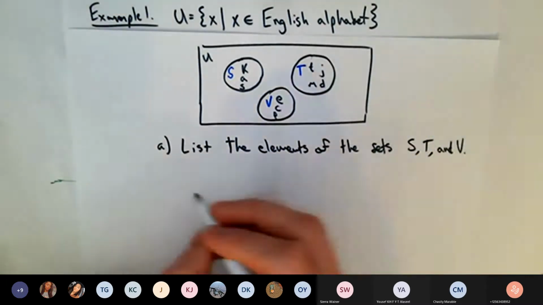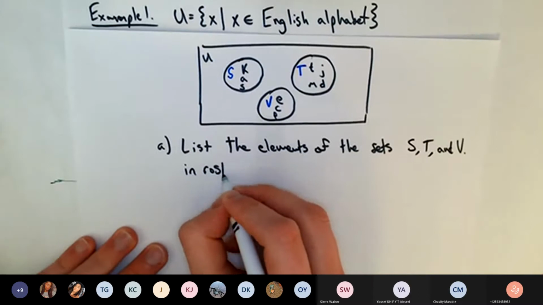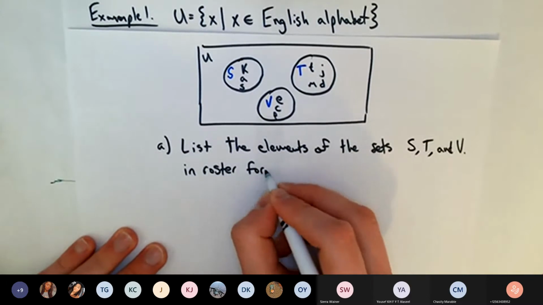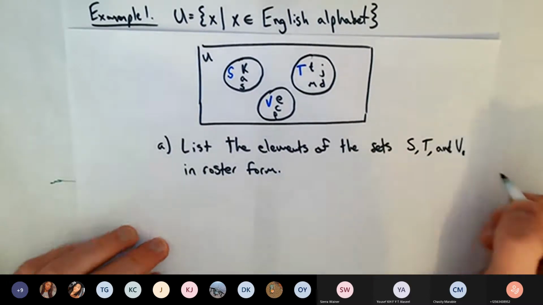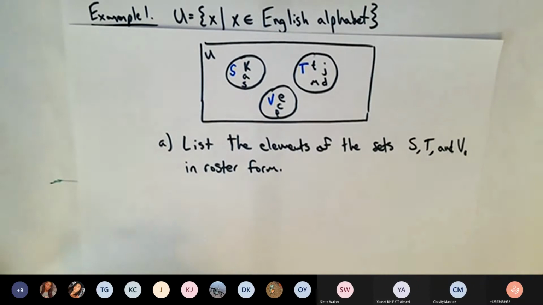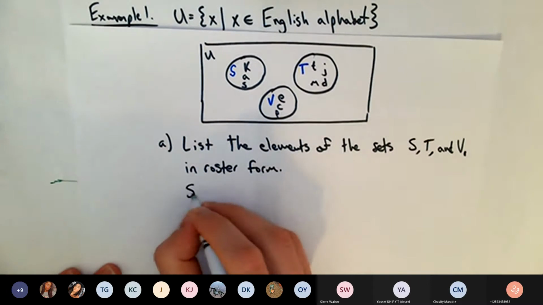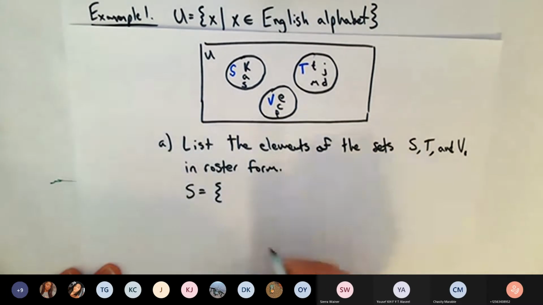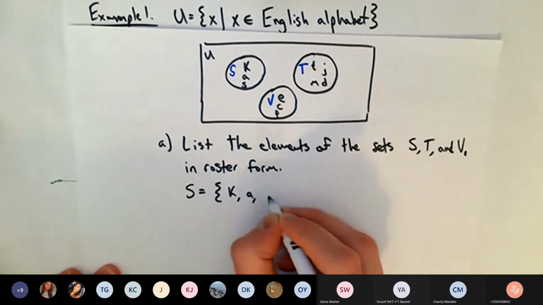Oh, in roster form. Let me be specific here. List the elements of the sets S, T, and V in roster form. So the set S in roster form is just those 3 letters, K, A, and S.